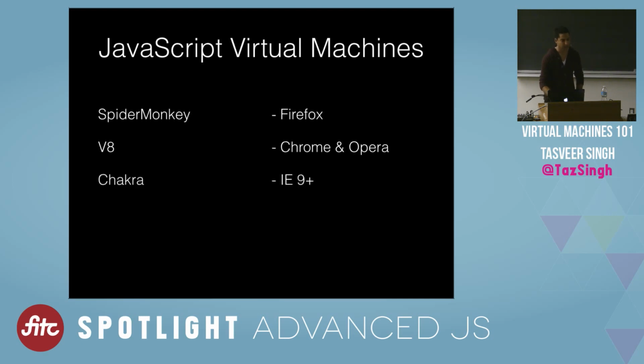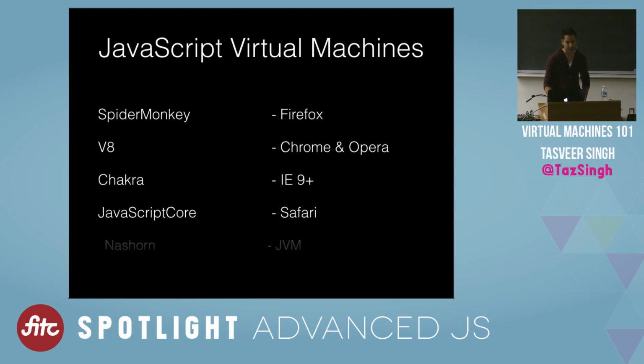Chakra. So Chakra is actually Microsoft's virtual machine. It was introduced in IE9 and is used in every version of IE since then. It's also used in Windows 8 native apps and Windows Phone 7 Plus. JavaScript Core. So this is also known as the Nitro engine. It's developed by Apple, used in Safari, also used in PhantomJS, and in a few other places as well.